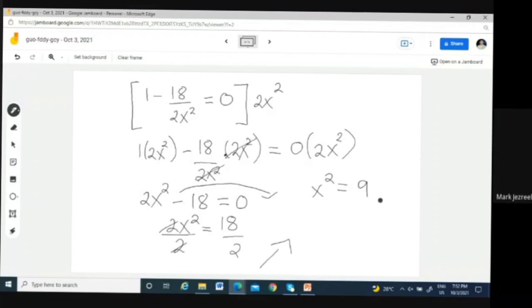Following the appropriate method in solving quadratic equations, we can use extracting square root. So we will be having x is equal to positive and negative square root of 9. Then the value of x, the square root of 9, is 3. Therefore, the roots of the given equation are x is equal to positive and negative 3.